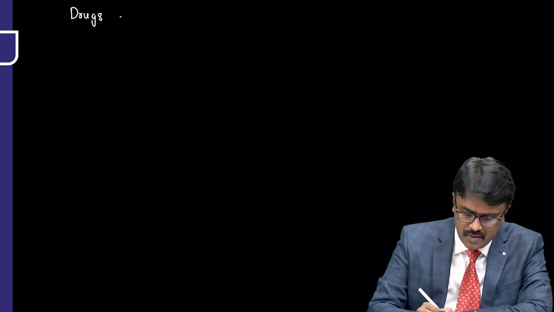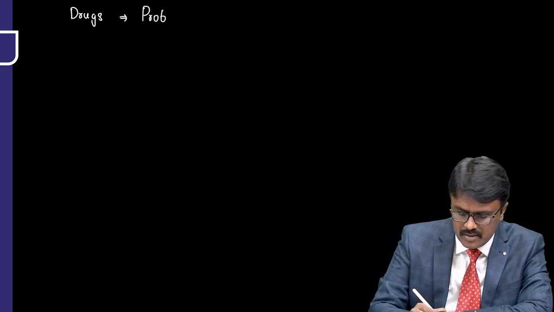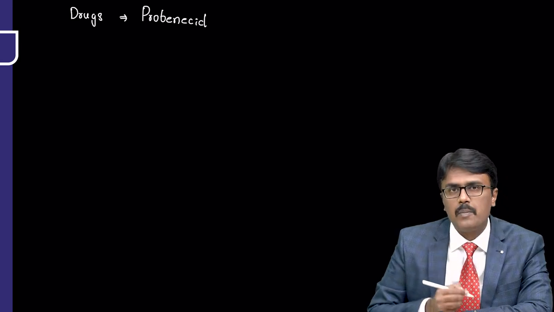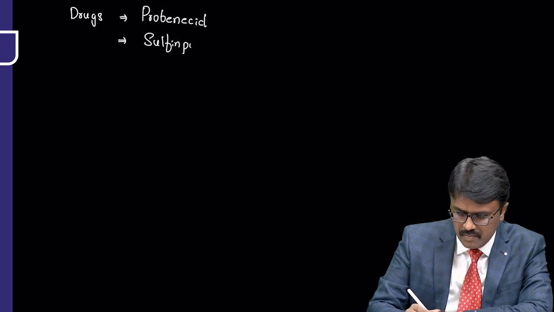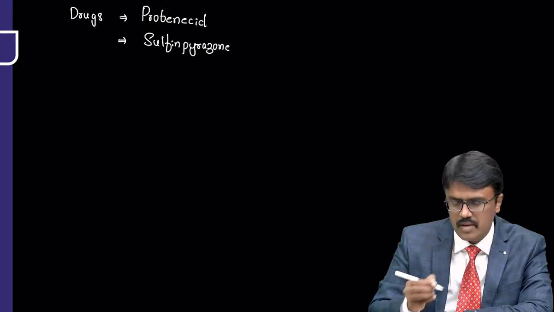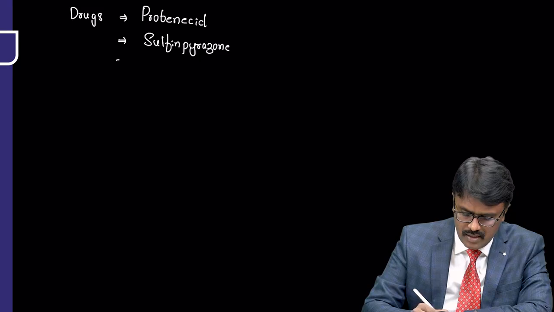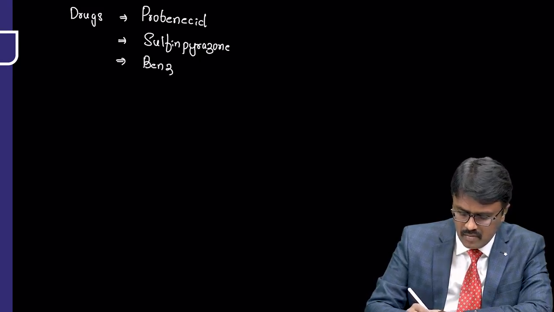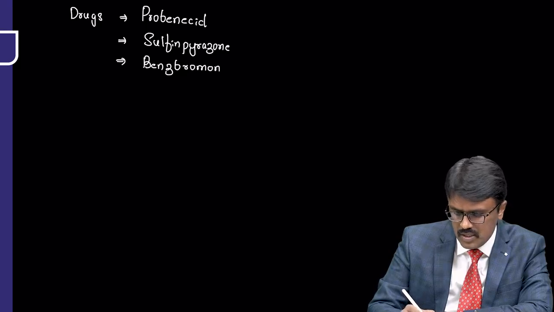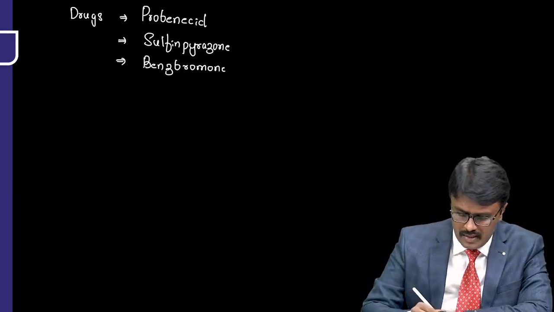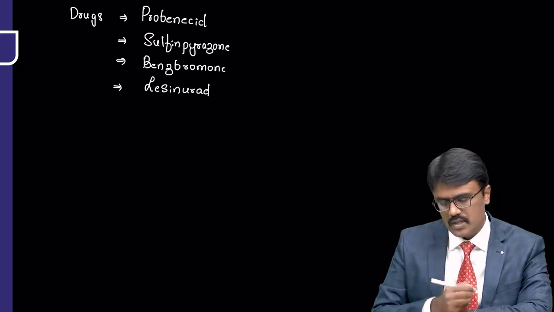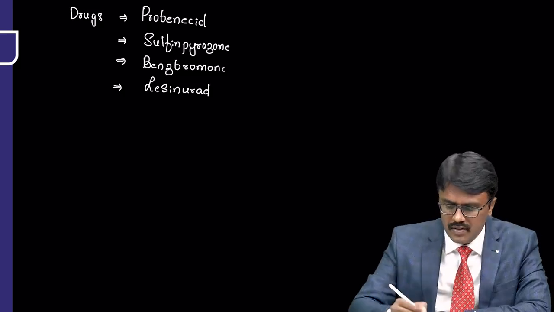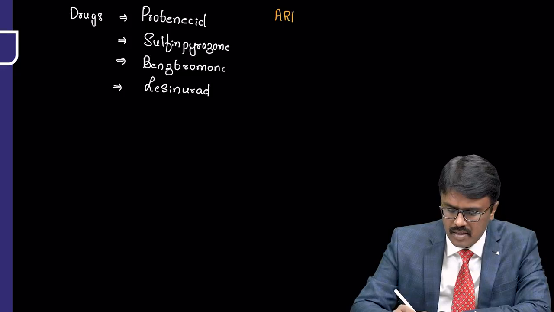Now what are the drugs in this category? Uricosuric drugs. Yes, the name is probenecid. Then we have a drug by the name sulfinpyrazone, and similar to that, benzbromarone. So these are the uricosuric drugs. Another important recently approved drug is called lesinurad. So these are the uricosuric drugs. Can you take a guess? An ARB, angiotensin.